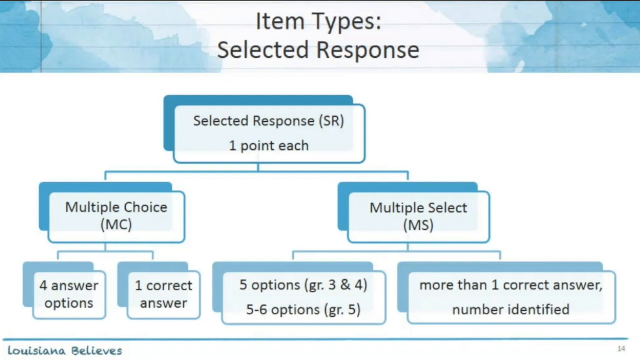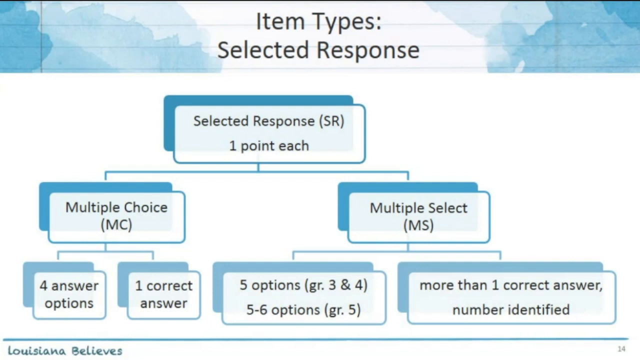All right, these are the item types. Selective response is just a multiple choice, but we call it selective response, and it's 1 point. But we have 2 different kinds. We have a regular multiple choice that has 4 answer options and 1 correct answer. But we also have a multiple select. That means there can be more than 1 answer to the question.